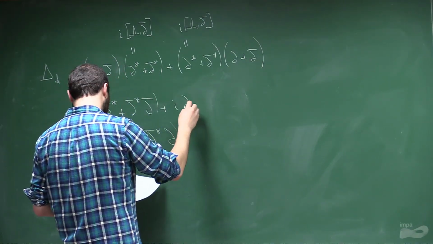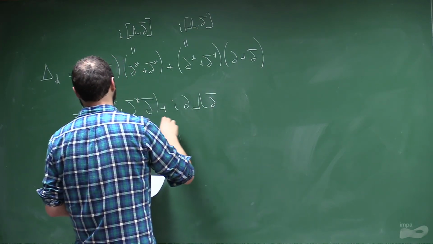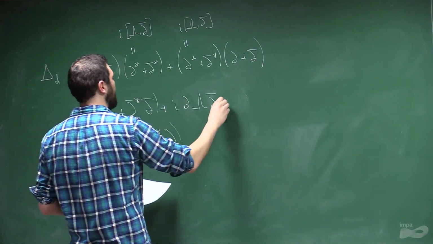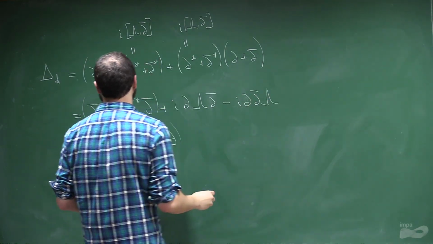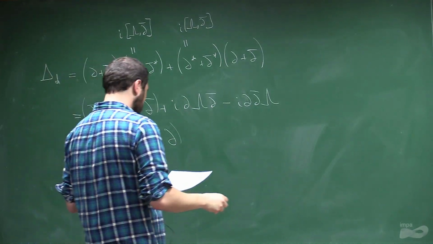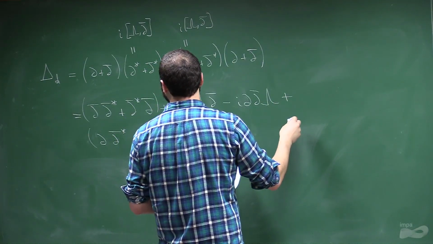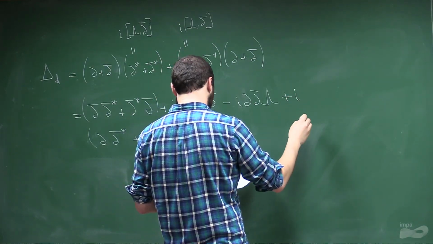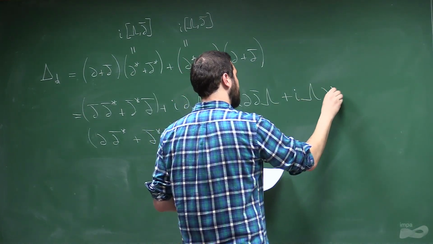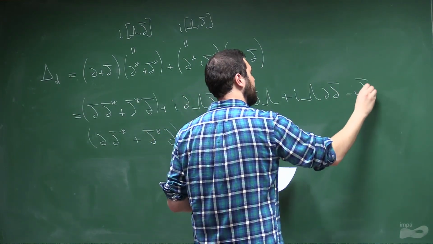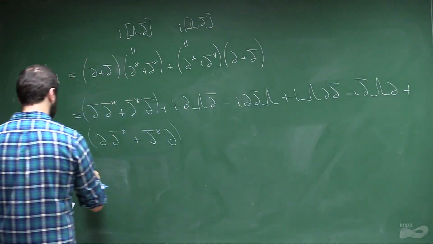Okay, so the whole thing is this: partial i lambda partial bar minus i partial bar lambda, right? Plus, so I will get i lambda partial bar minus i partial bar lambda partial, yeah. And here we will write this.